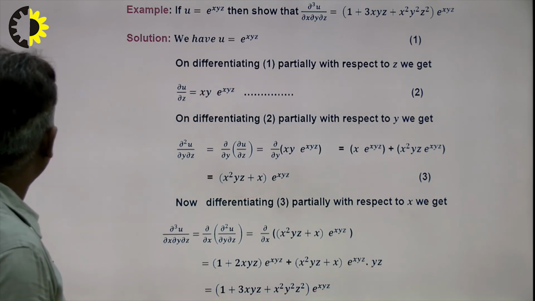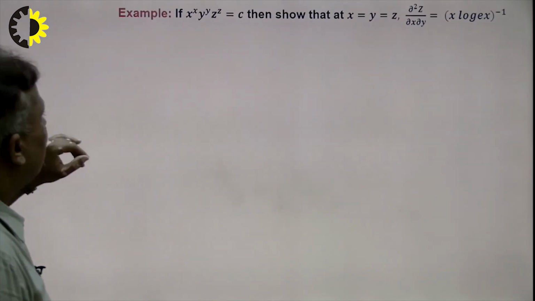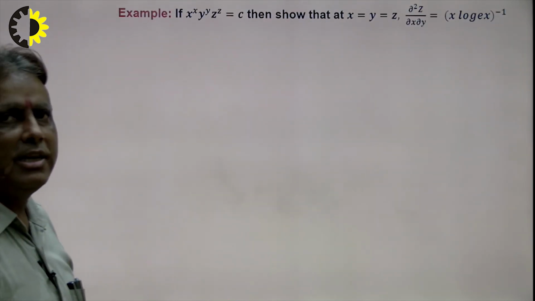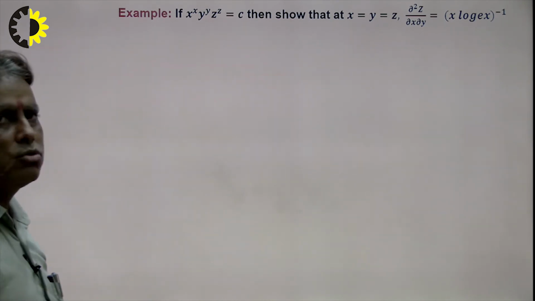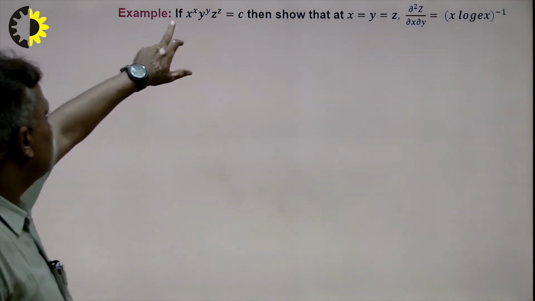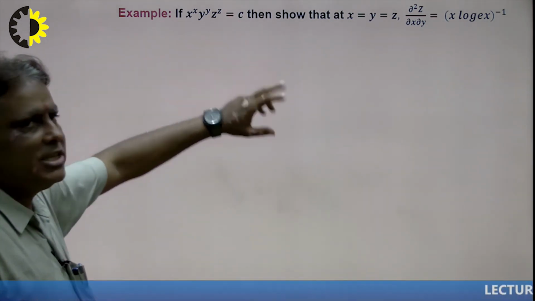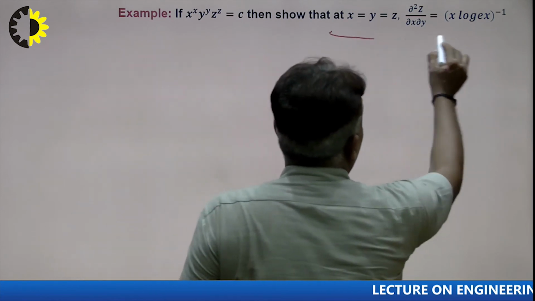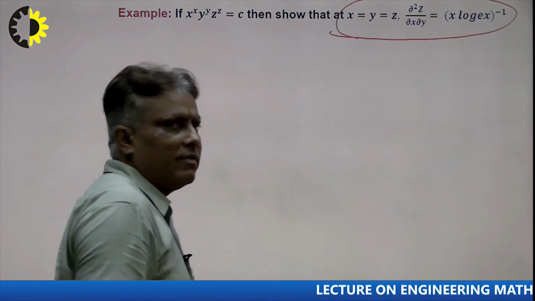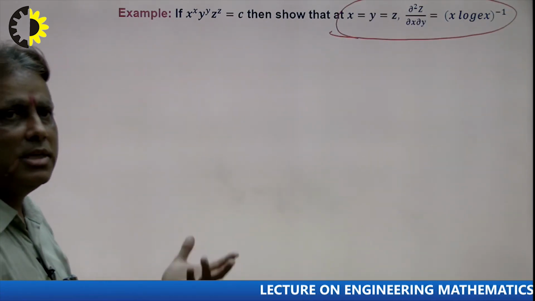There are many examples to solve one by one. We can solve them easily, calculate and take the decision. This is another problem to solve of such type: x raised to the power x, y raised to the power y, z raised to the power z is equal to c, and x is equal to y is equal to z here. In this way we can solve this type of problem.